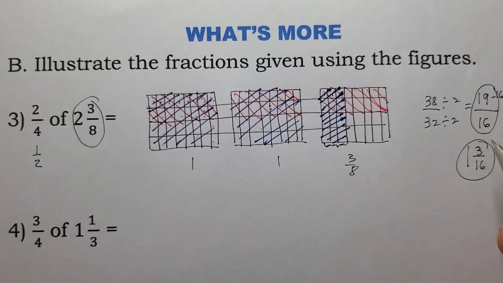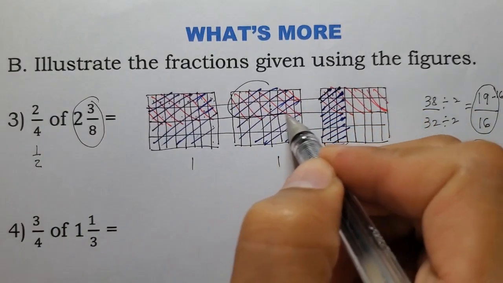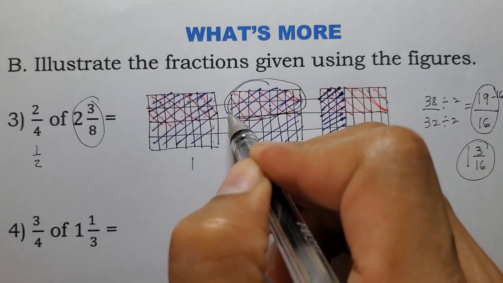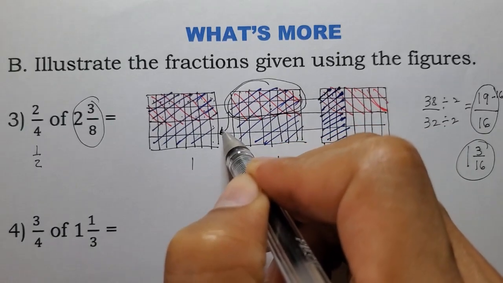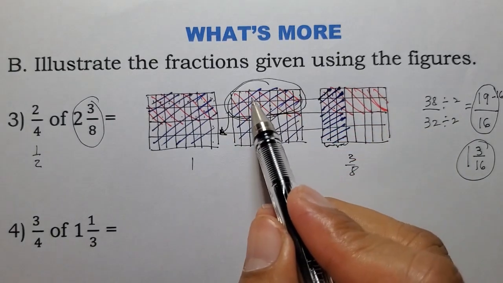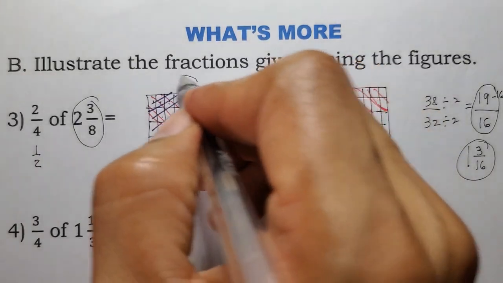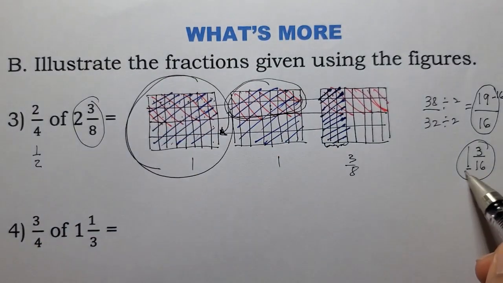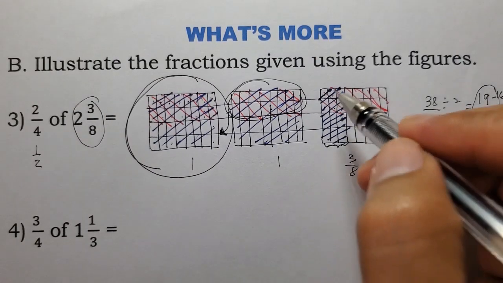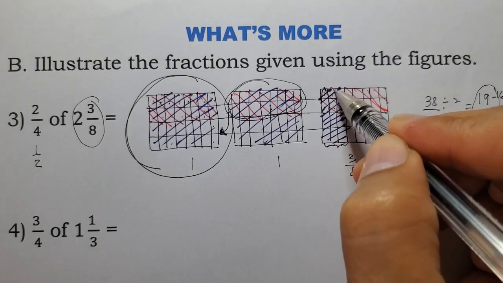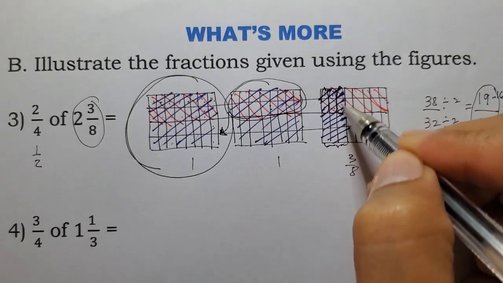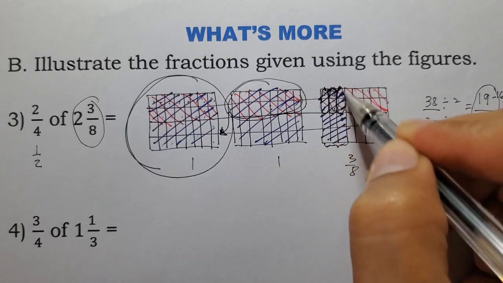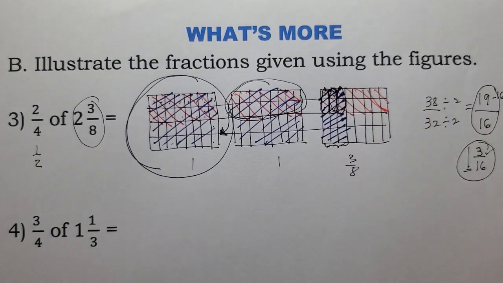Let's try if the answer is really 1 and 3/16. We will transfer the whole thing here. If we transfer this 8 here, that will give us 1 whole. That's our 1 whole. And where did you get 3/16? Of course, this is 1 part, 2, 3, that's 3 parts.